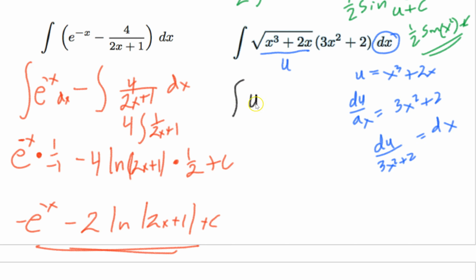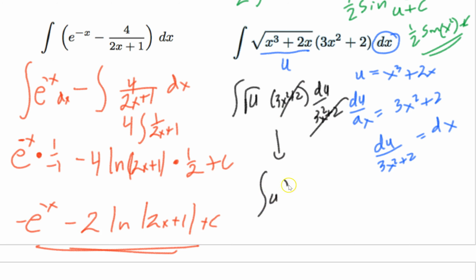Integral of the square root of u, times 3x squared plus 2, times instead of dx, this stuff, du over 3x squared plus 2. These cancel, so I can rewrite it like this: integral of u to the 1/2, because we always want to take away the radical, make it 1/2, du. And that's just a basic integration, right?